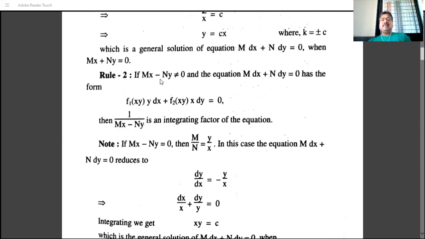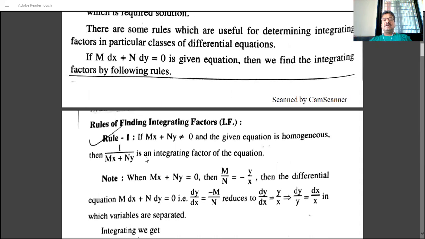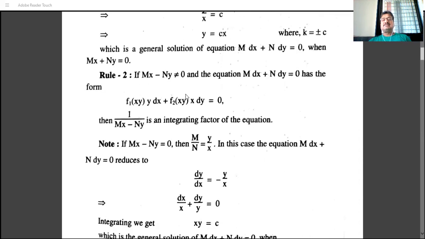Next, similar to this, instead of Mx + Ny, we have Mx - Ny. If Mx - Ny is not equal to 0, and the differential equation M dx + N dy = 0 has the form f1(xy) y dx + f2(xy) x dy = 0, where f1(xy) means a function of x into y and f2(xy) is another function of x into y, then 1/(Mx - Ny) is an integrating factor of that equation.